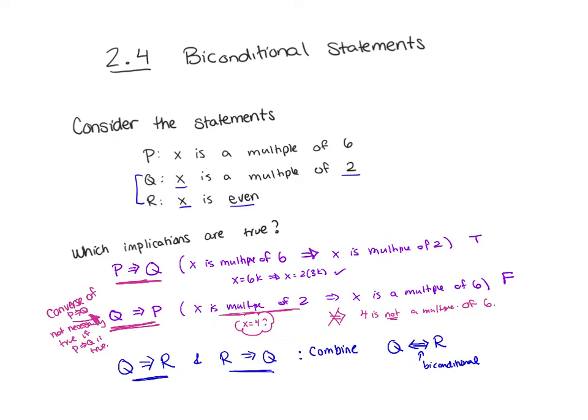Just for completeness here, before we move on, we should also note that P implies R as well, but R does not imply P, just so we have all of those different combinations. So of the 6 pairings for these, 4 of them are going to be true, and the other 2 are false.